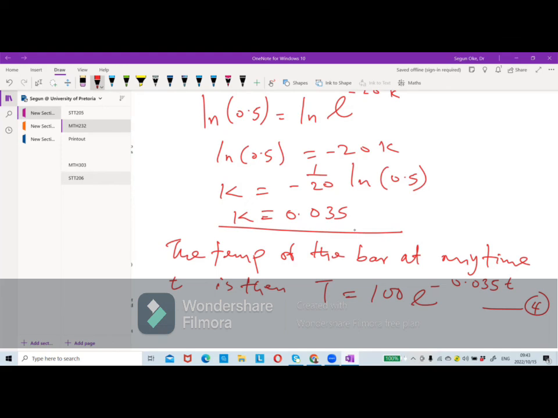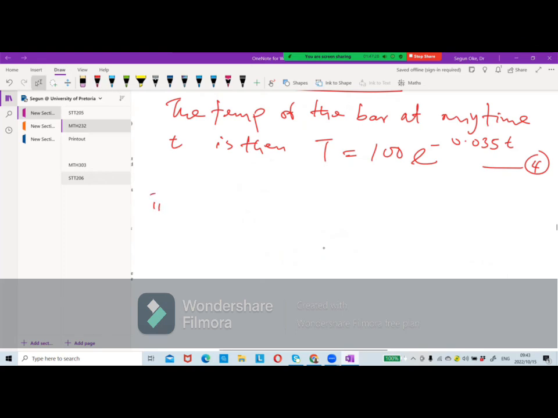Now, that's the question they asked us to do, but I can go ahead and ask another question on this Roman figure 2. Find the time it will take for the bar in equation 4 to reach a temperature of 25 degrees Fahrenheit. Please write it down.